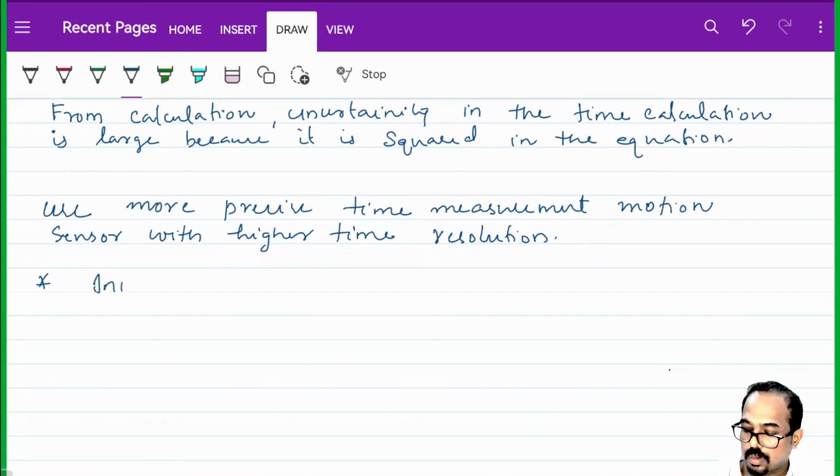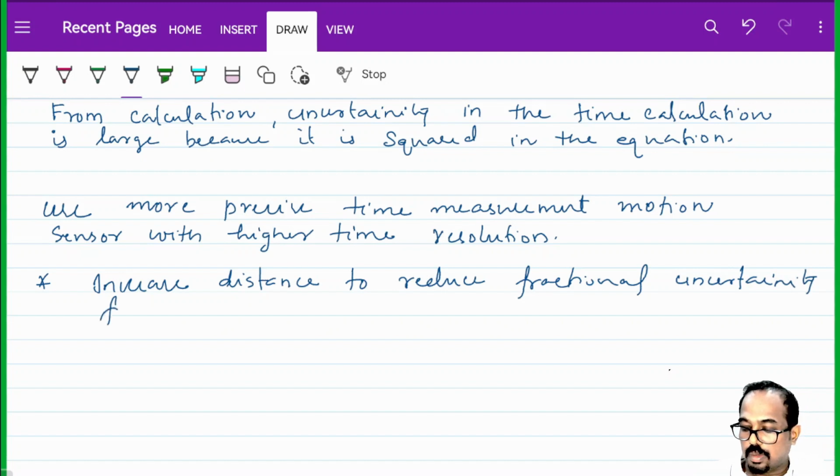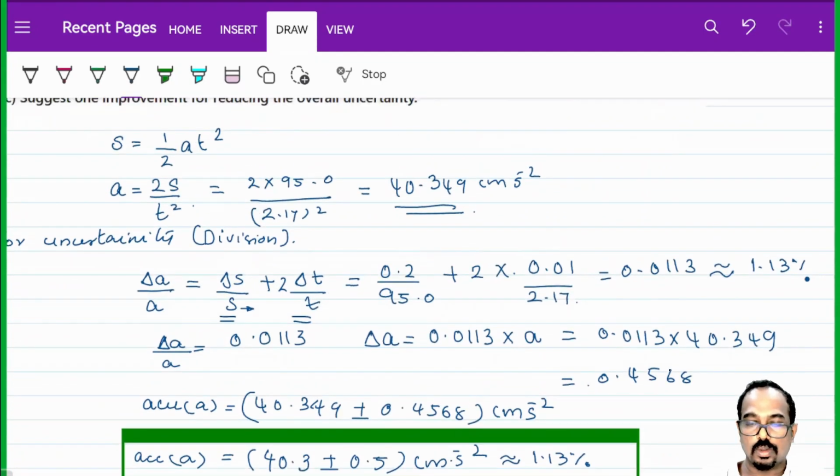Increase the distance to reduce the fractional uncertainty from distance. These are the two methods. In the question, they have asked only one, but you can analyze the question according to the situation and you can write.